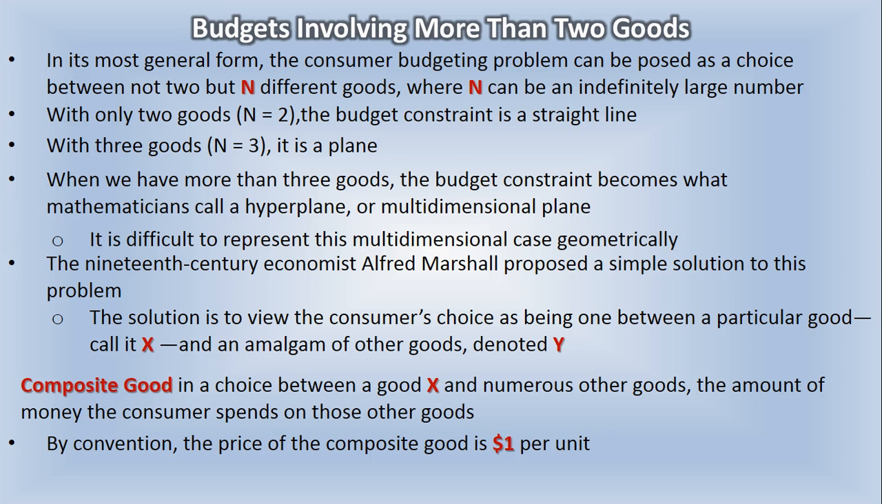And again, you can represent a world with more than two goods graphically in the simple case by saying that there's one good that's called the composite good that basically embodies all money left over after the consumer has spent their money on a specific good that's being considered. So generally the composite good will be put on the y-axis, and by convention, by assumption, we assume the price of the composite good is $1.